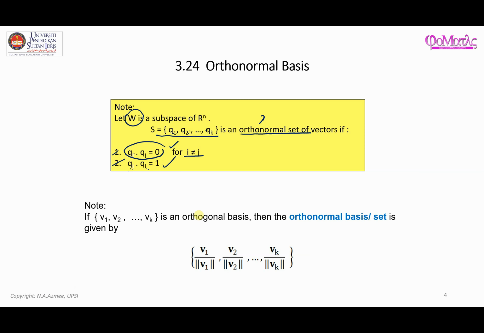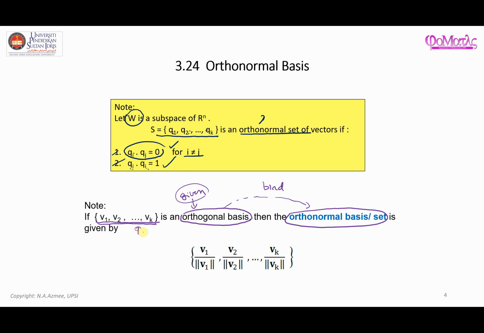Okay. Now, let's say you already know that here is a set of vectors that is already an orthogonal basis. Based on that, we want to find an orthonormal basis from an orthogonal basis. So this is given, and let's say you are asked to find the orthonormal basis. There is a sort of shortcut way that we can do it. We can just use the result that we have.